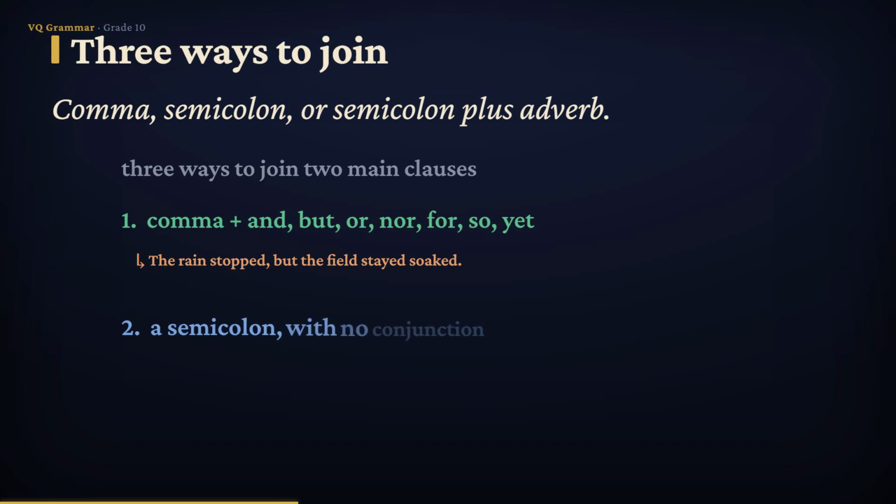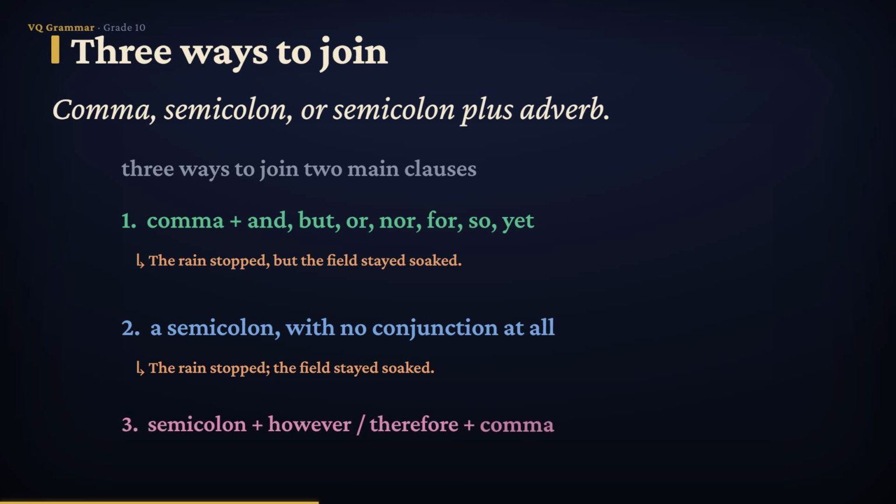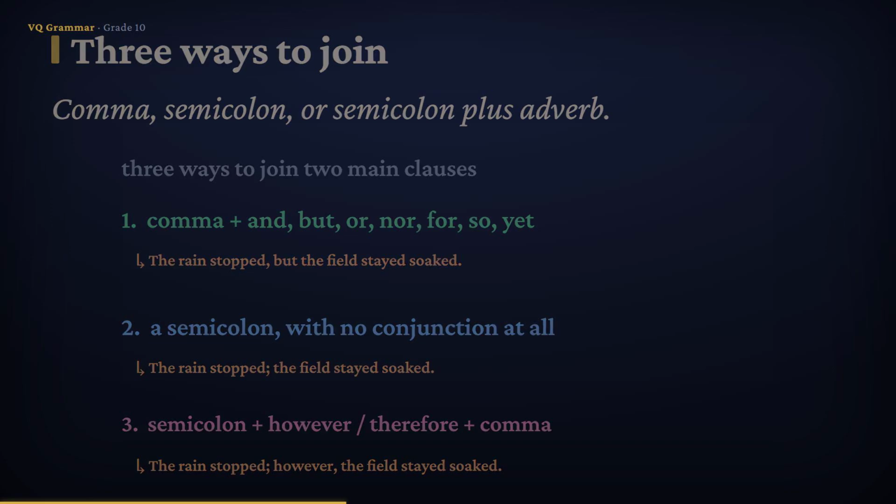Number two, a semicolon, standing all by itself, with no conjunction anywhere. The semicolon does the whole job of joining, and the two clauses simply sit side by side. Number three, a semicolon followed by a conjunctive adverb, a word like however, therefore, or moreover, and then a comma right after it. Semicolon before the adverb, comma after the adverb. Same two clauses every time, three different joins.